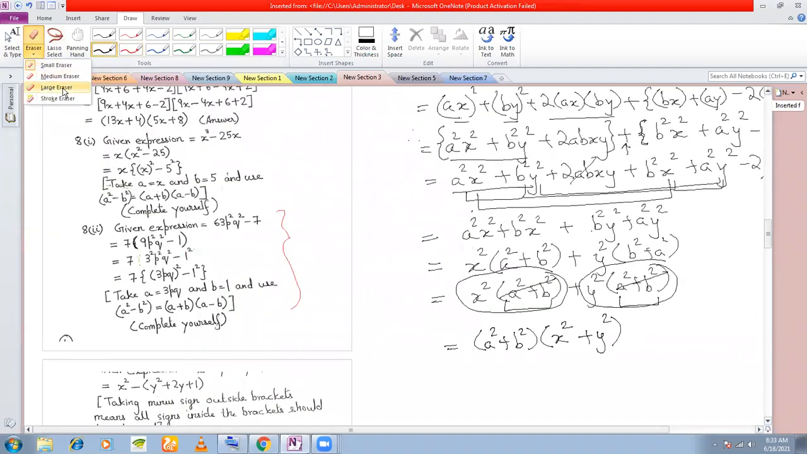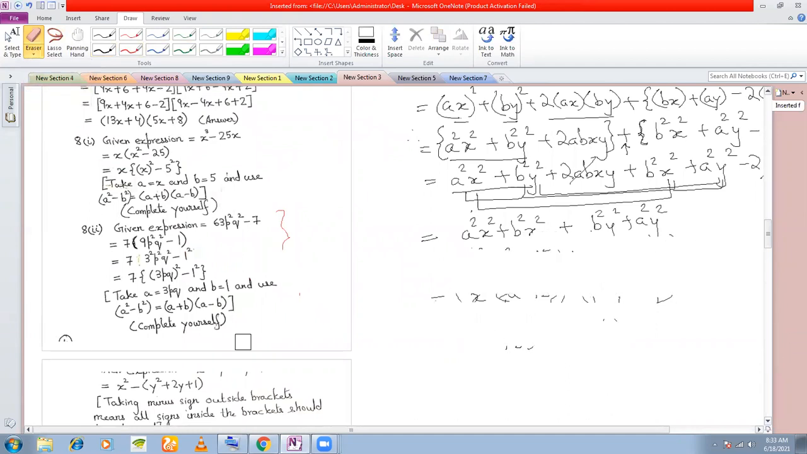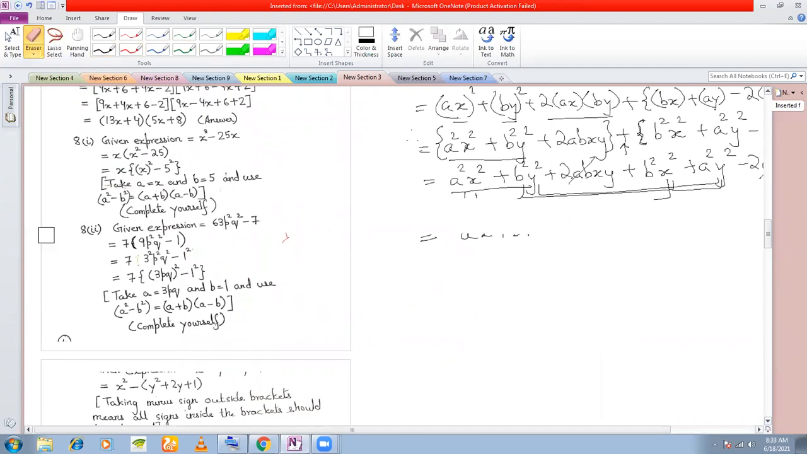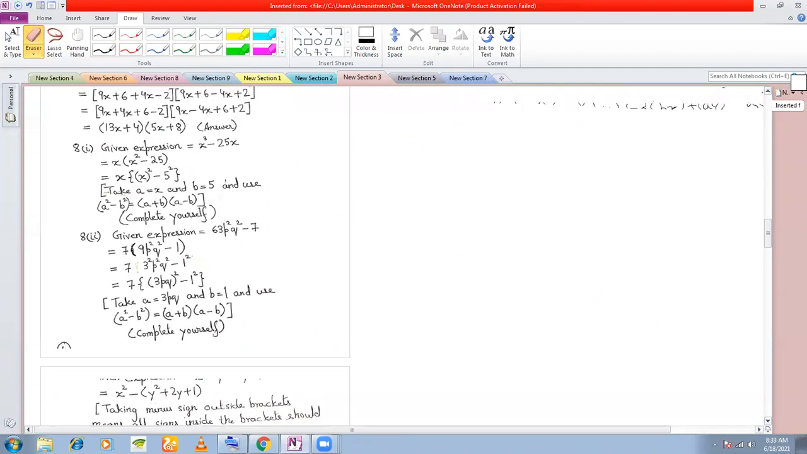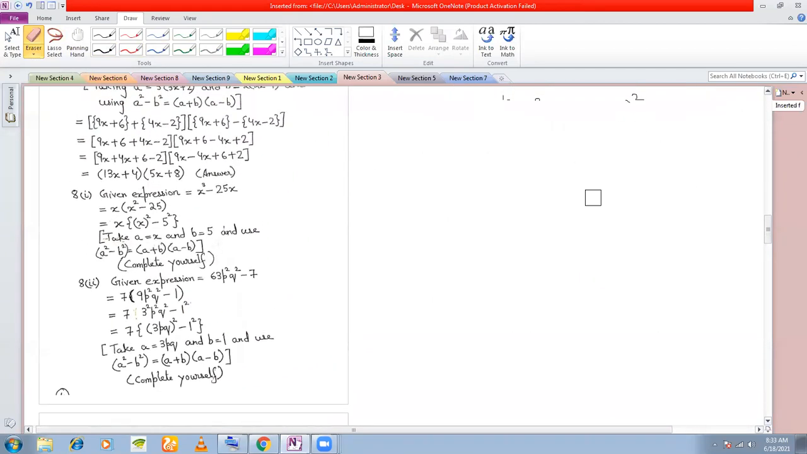Anyway, continuing from where I left. Eight one. Given expression, here is x cube minus 25x. See here, x cube is not a perfect square. 25 is a perfect square, but x is not a perfect square. Is this a square? No, this is not a square, right?